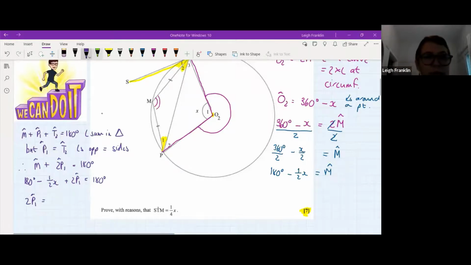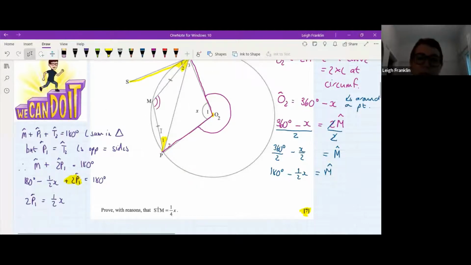Okay, so if we leave this on the left-hand side of the equation, and we take the 180 and the minus half x over to the other side, what's going to be left on the right-hand side all by itself? Yes, Kanyasile. Yes, Cassandra, quite right. Yes, half x, good. You guys have got it. All right, so we have 2 of P1 is equal to half x.